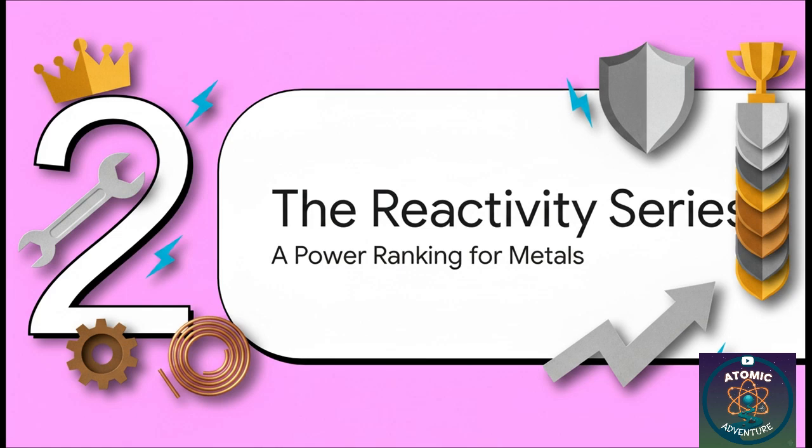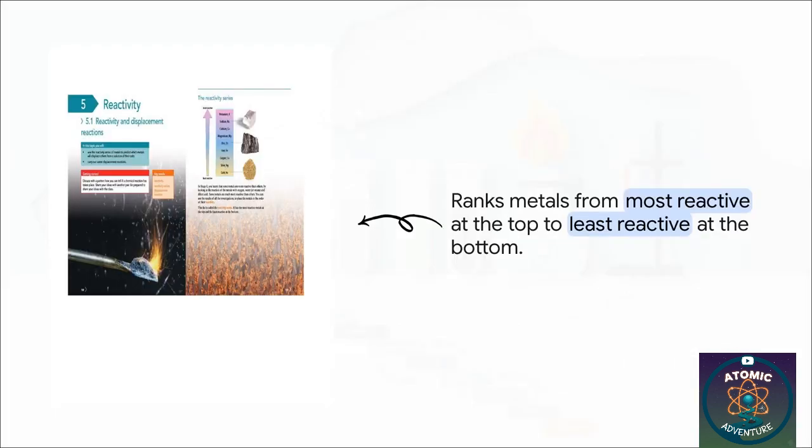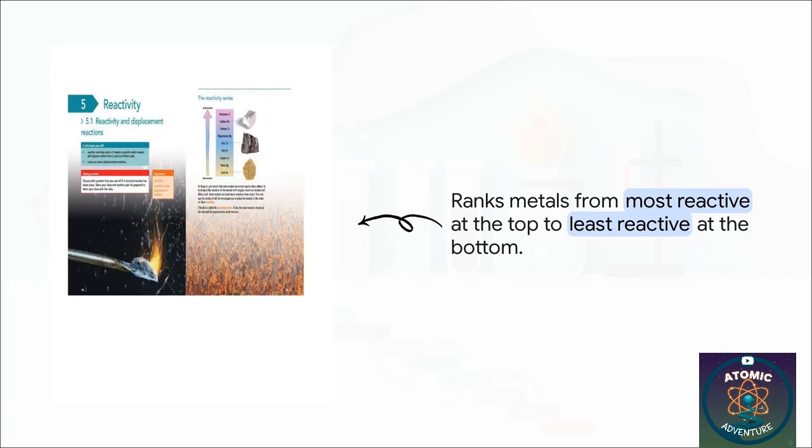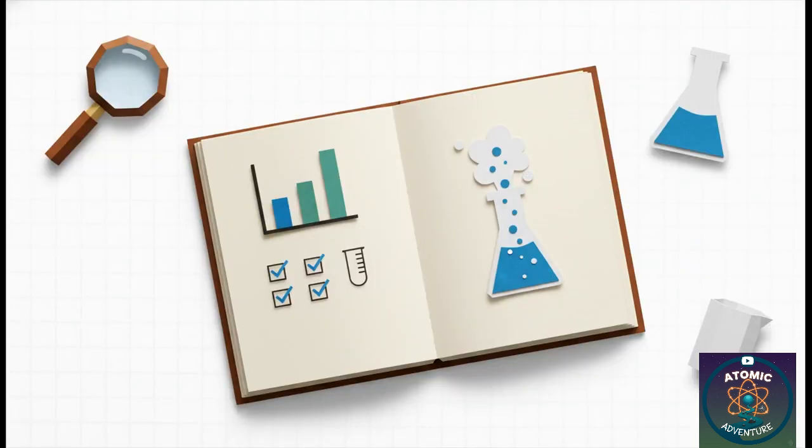Honestly, the best way to think of it is like a power ranking for metals, from the strongest down to the weakest. And this is it. This series is going to be your cheat sheet for the exam. It lists metals from the top to the bottom. Up at the top, you've got the really reactive ones, like potassium. And as you go down the list, they get less and less reactive, all the way down to gold at the very bottom. Knowing the order of the common metals here is absolutely key. But remember, this list isn't just random. The position of every single metal on here is decided by actual evidence from those lab experiments. Let's take a look at what that evidence looks like.